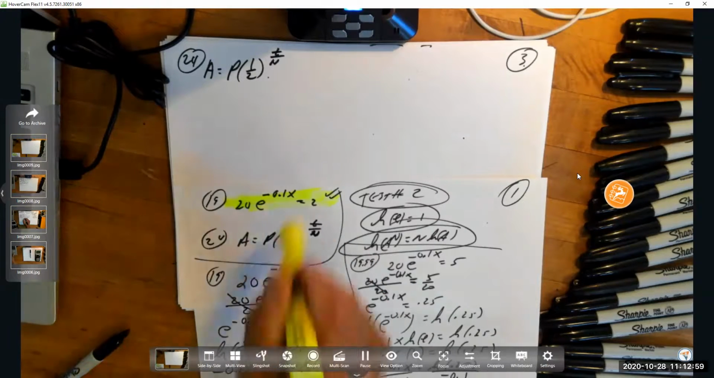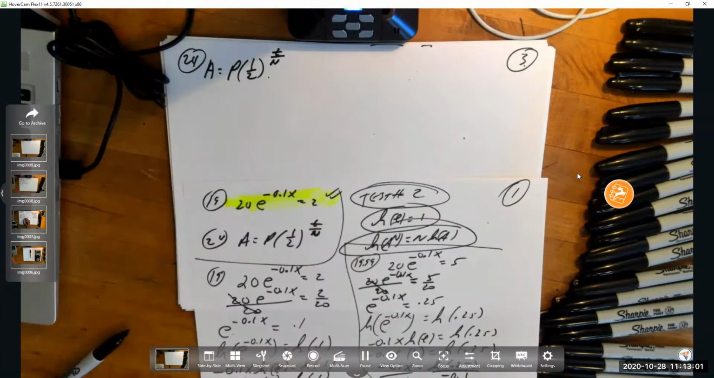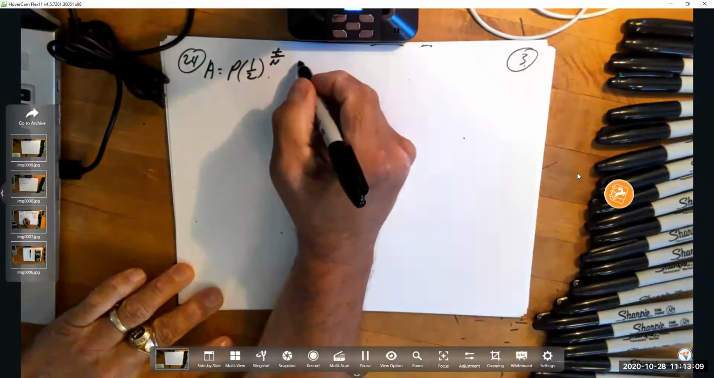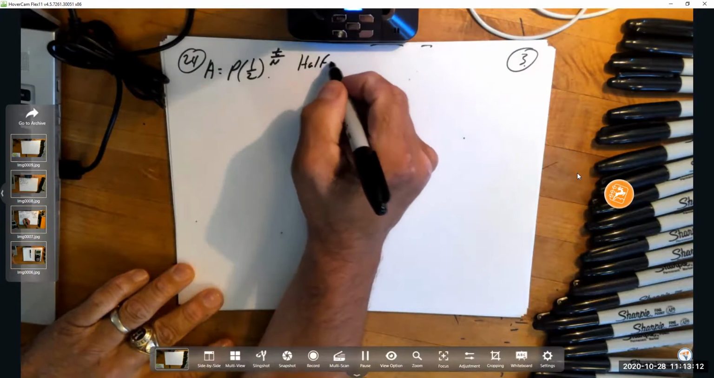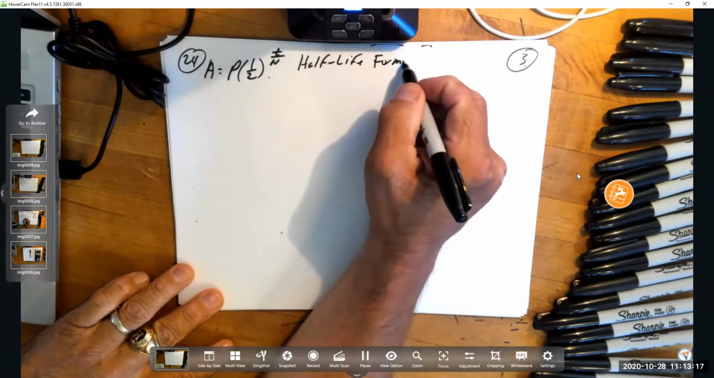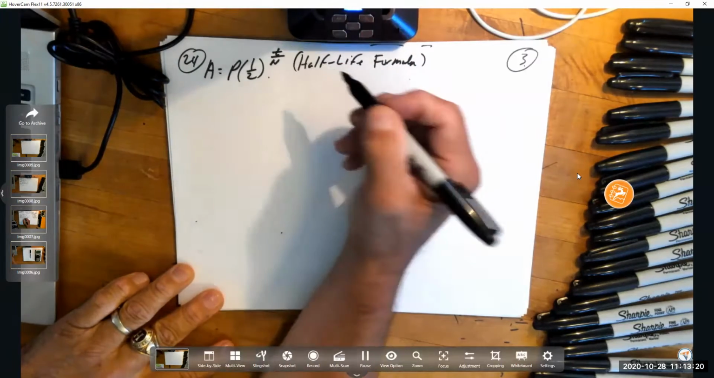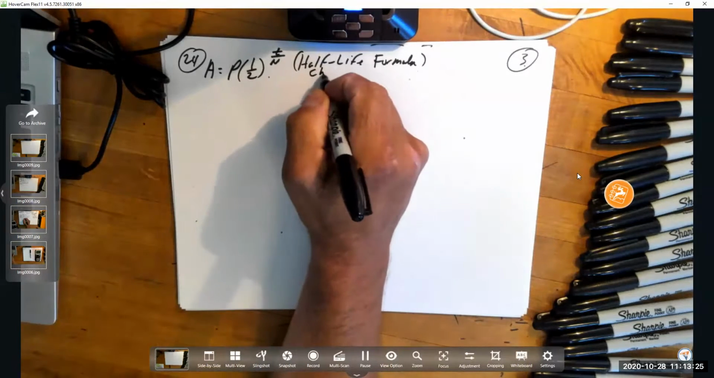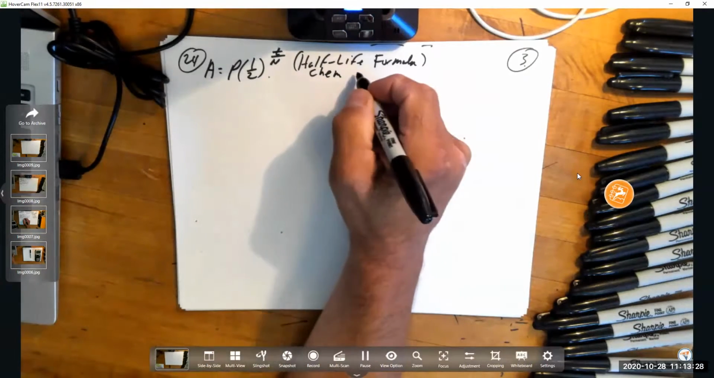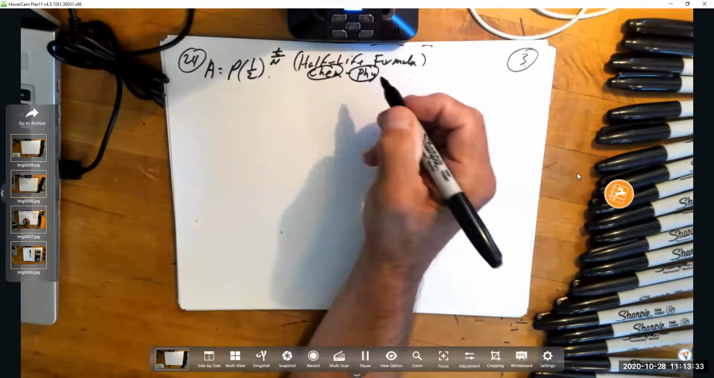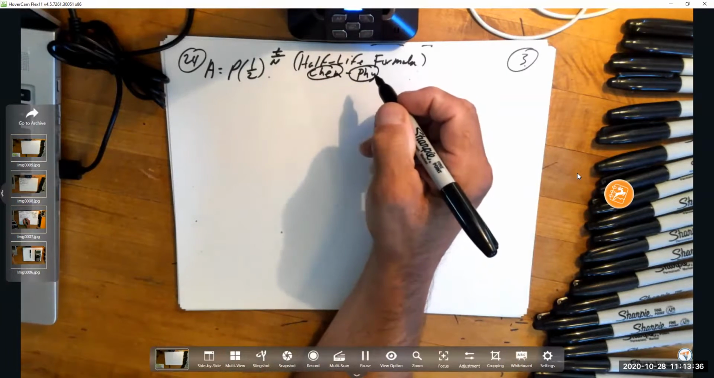All right, so we did this one already. So I'm going to do this new one over here. Now I'll show you how this one works. This one is called the half-life formula. And it's from different things. Like it's from chemistry, if you ever had that, maybe. It's from physics, maybe. But anyway, I'll show you how to use it.